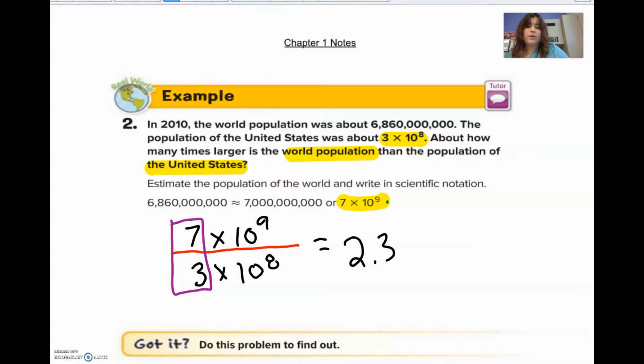And then we're going to group 10 to the 9th divided by 10 to the 8th. And when we divide our exponents, what do we do with those exponents? We subtract. So we're going to take our base of 10, do 9 minus 8, and that gives us 10 to the first power.